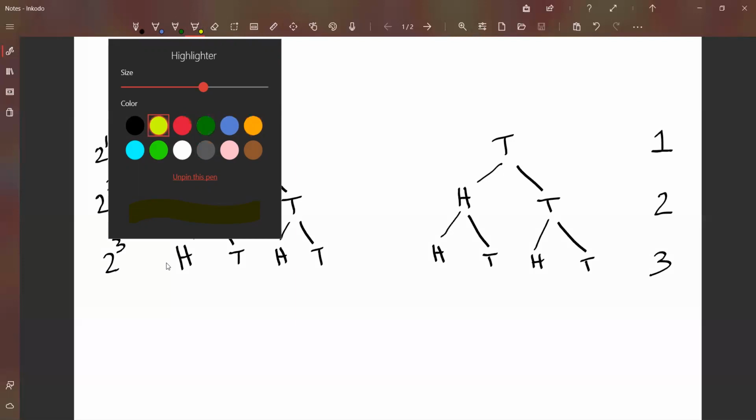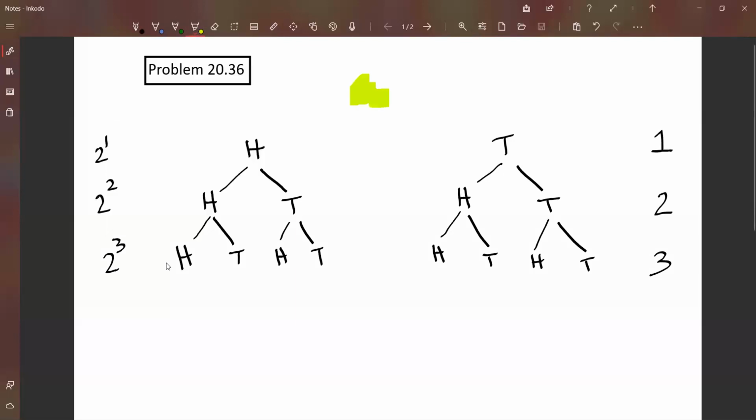Okay, I'm trying to select yellow. Is it working? Yes.